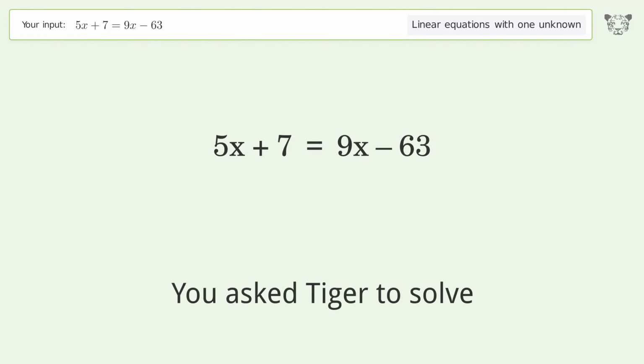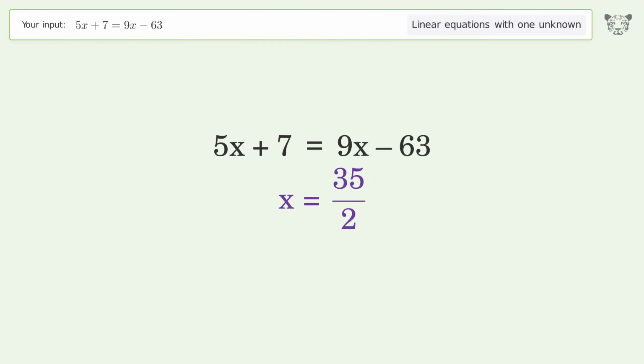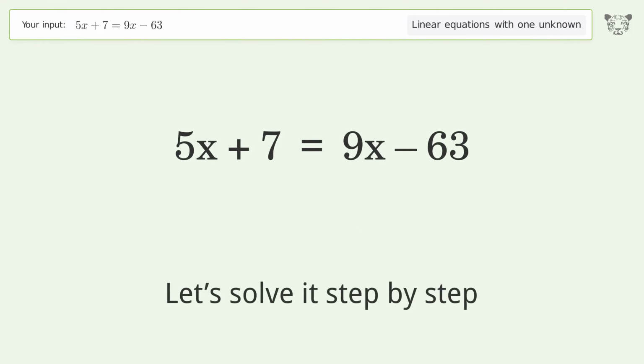You ask Tiger to solve. This deals with linear equations with one unknown. The final result is x equals 35/2. Let's solve it step by step.